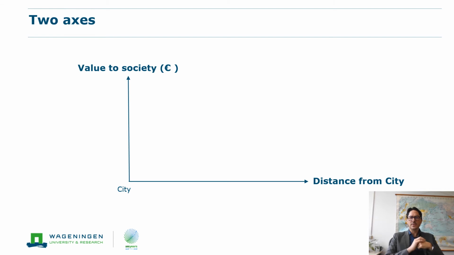Let's use a very simple graph with two axes. The horizontal axis will give you the distance from the city center, say. The farther you go from the city, the more to the right you will be. And the vertical axis gives you the value to society in euros. The higher you get, the more valuable it is for society.